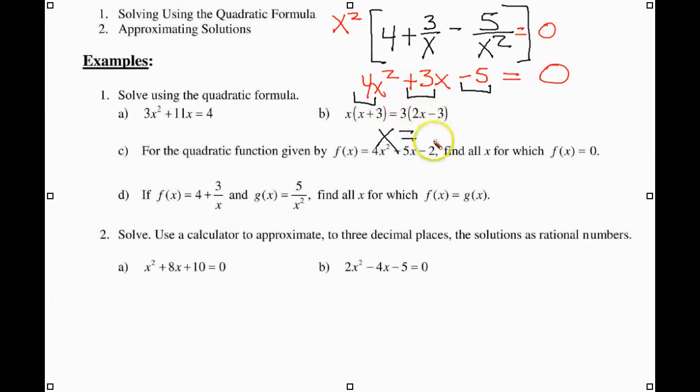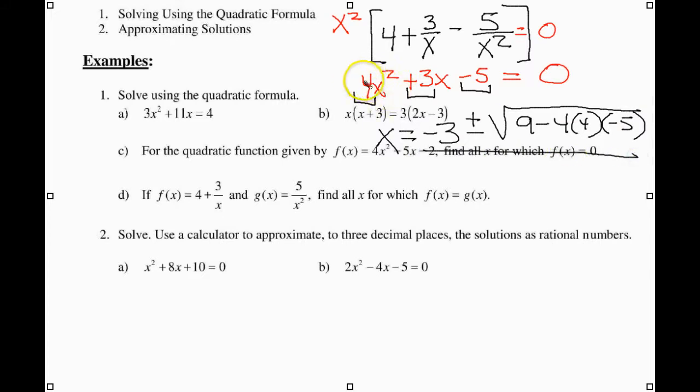Negative b is going to be a negative 3 plus or minus the square root. Now, b squared is 9 minus 4a, which is 4, c, which is a negative 5, all over 2 times a, which is 8.